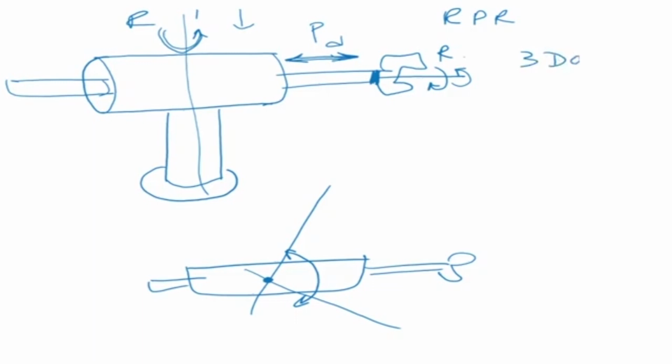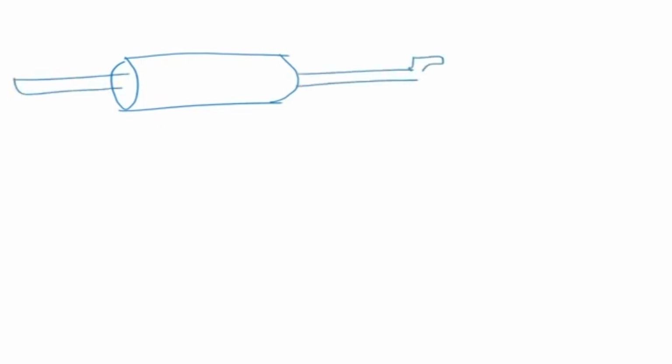Okay, now let's assign our frames. So let's try and assign our frames onto this robot. I'll just draw it again. So the first frame is going to be my z-axis. So where is my z-axis? The z-axis is like this. Let's say it is like that.